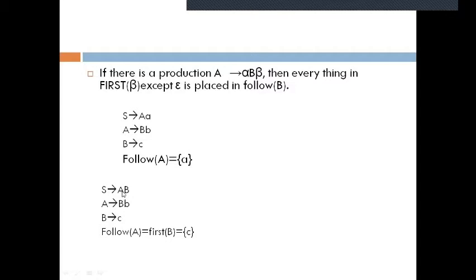But if A is followed by a non-terminal, you have to write the first value of that non-terminal. So what is following A? B is the non-terminal which follows A. So you have to write the first value of B. What is the first value of B? First value of B is c. So now we can say follow of A is equal to first of B, which is equal to small c. So follow of A is equal to small c.